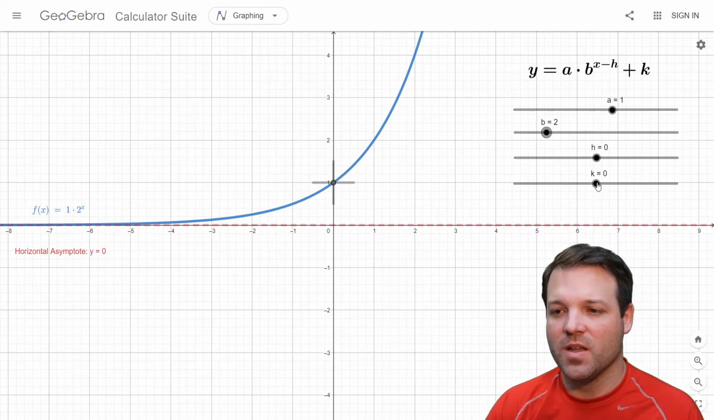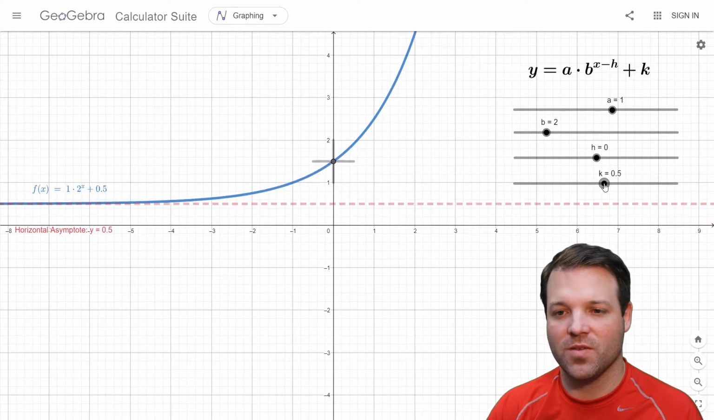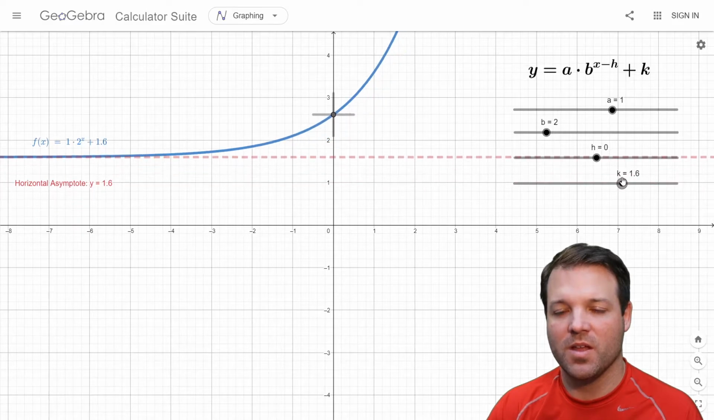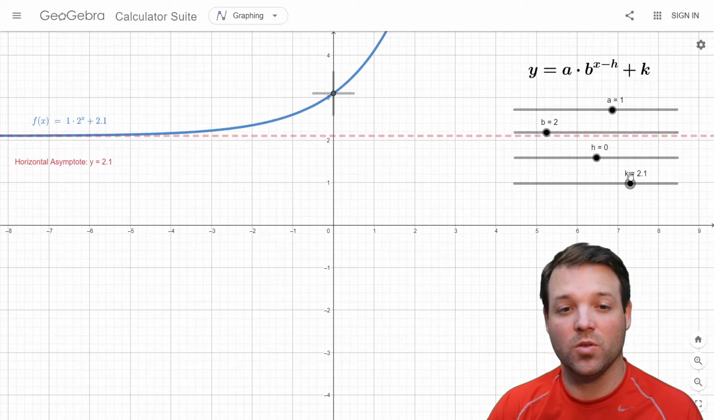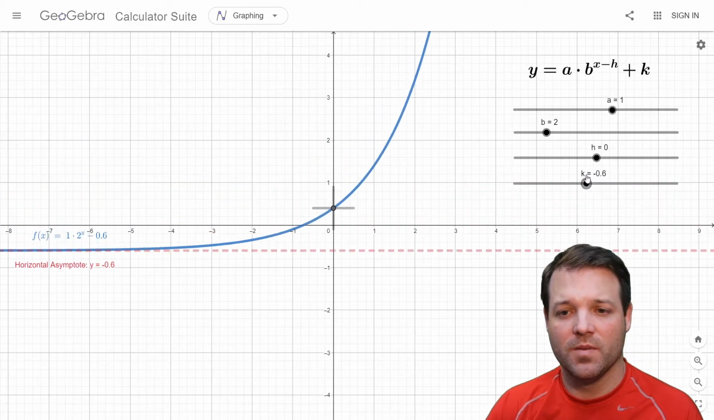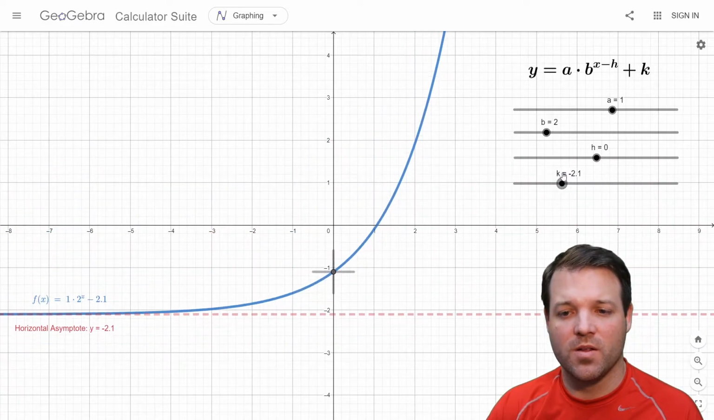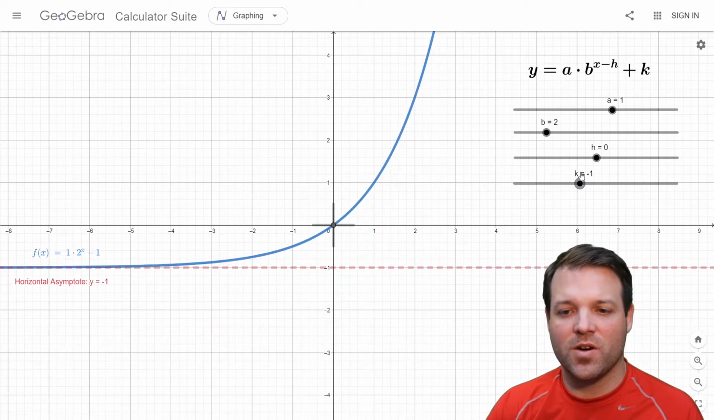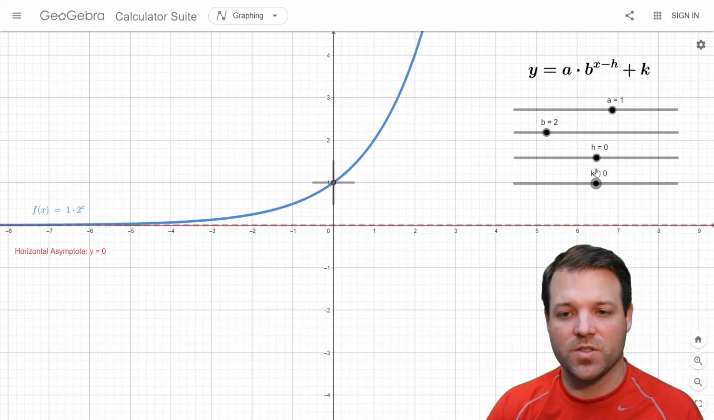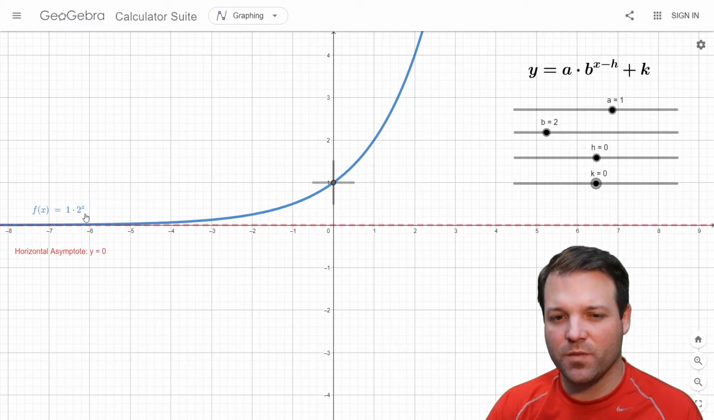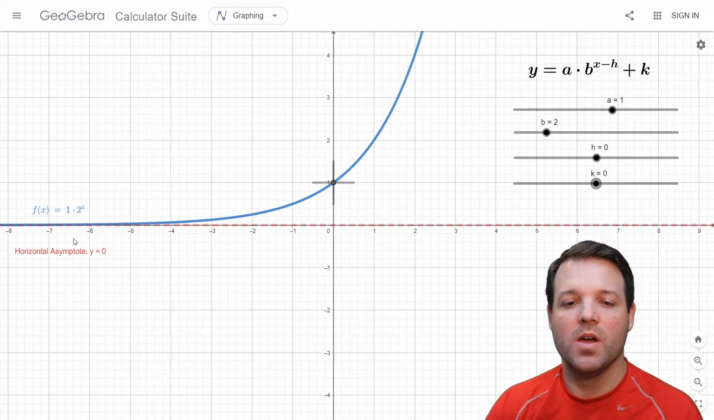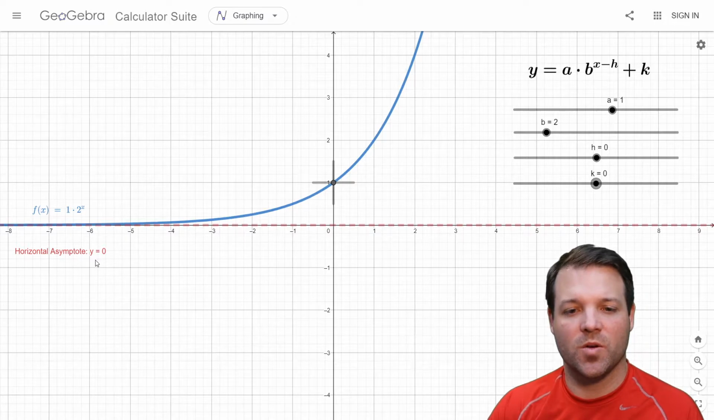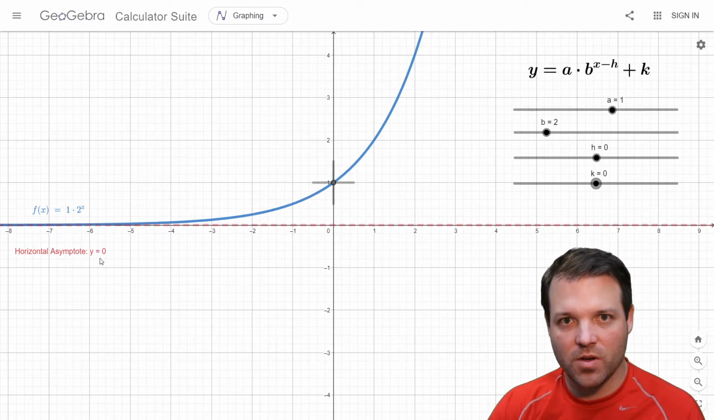So first of all, we're going to change k. So k is going to be a vertical shift up or down. As I shift this thing up, as k goes up, the entire graph moves up, including the horizontal asymptote. And as it goes down, everything goes down as well. So what does that mean as far as the asymptote goes? That means that under any type of parent function, where k is 0, the horizontal asymptote, the equation, is y is equal to 0 in all cases.